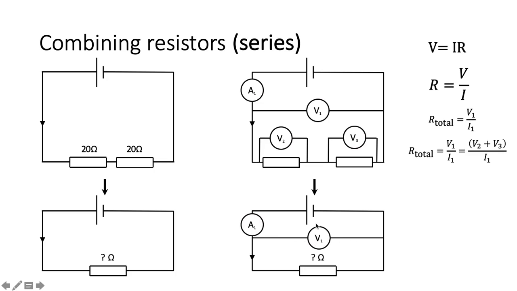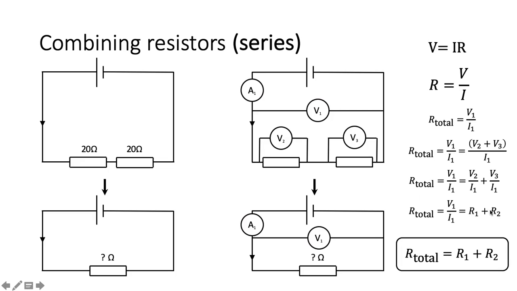We know that V1 equals V2 plus V3. We just saw that. So V1 over I1 equals V2 plus V3 over I1. Separate those out: V2 over I1 plus V3 over I1. But now V2 over I1 and V3 over I1 are the resistance of R1, this resistor here, and R2 there. So the total resistance equals R1 plus R2. And that is the rule for combining resistors. If you have two or more resistors in series, then the total resistance is R1 plus R2.